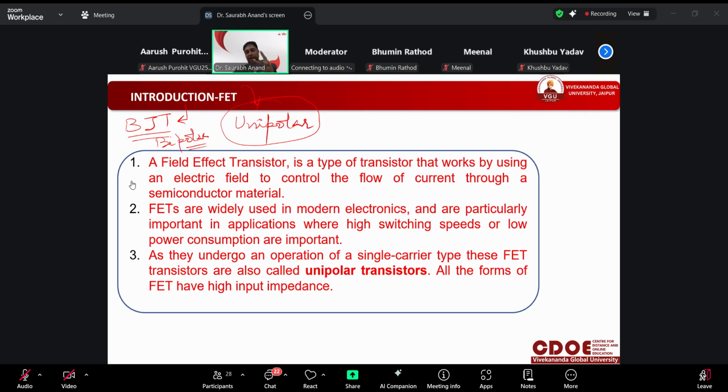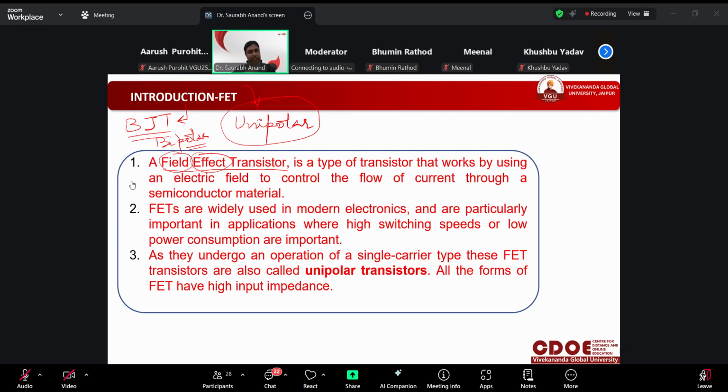Bi means two, uni means one. So bi means two poles, meaning two charge carriers will work, and in the case of FET only one charge carrier will work. It may be electron or hole, one at a time, not both. So as the name suggests, field effect transistor. The effect is of the field. What effect? If we vary the field area, then the conduction will also vary.